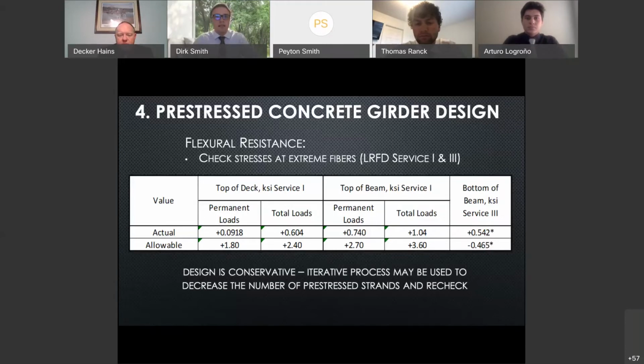From the values within the table, it can be noted that the current design is adequate yet conservative. An iterative process may be used to decrease the number of pre-stressed strands and recheck the stresses.